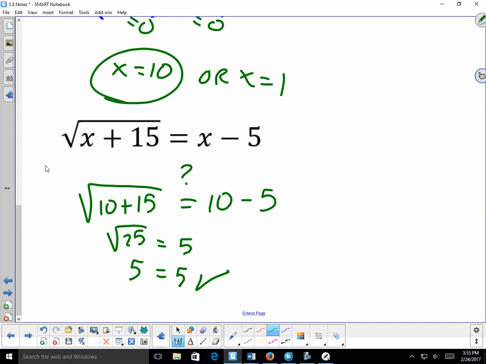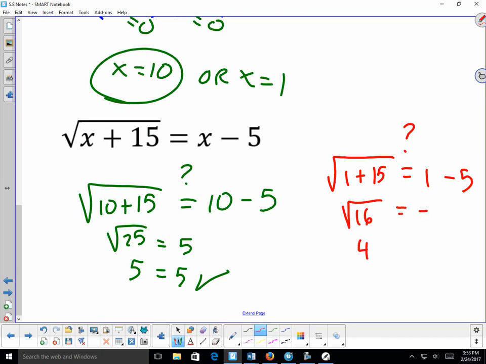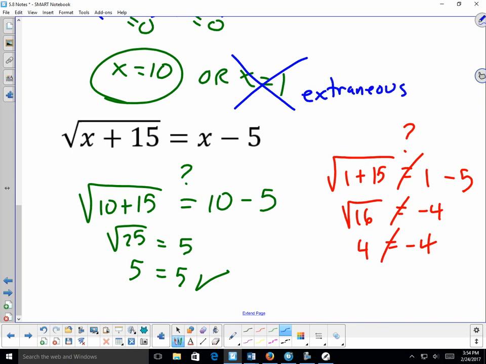Let's try plugging in 1. Okay, so if we're trying 1, I'm going to have square root of 1 plus 15. Is that equal to 1 minus 5? Well, on the left, I get square root of 16, which is 4, and on the right, I get negative 4. But 4 is not equal to negative 4, so this does not work, and that means we do not like x equals 1 as a solution. We're going to cross it off, and we're going to write extraneous. So x equals 10 is the only solution.